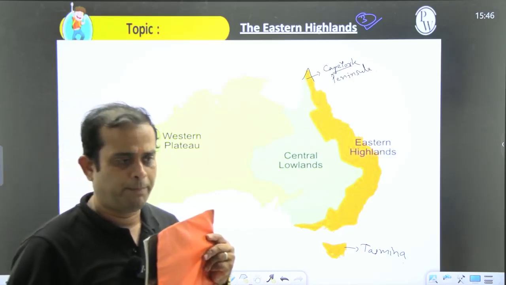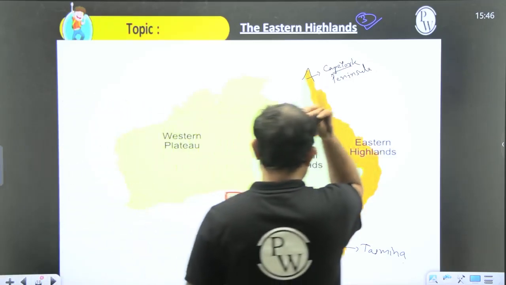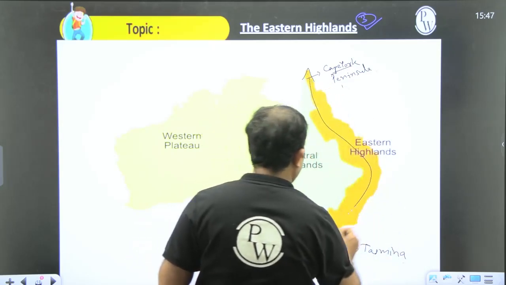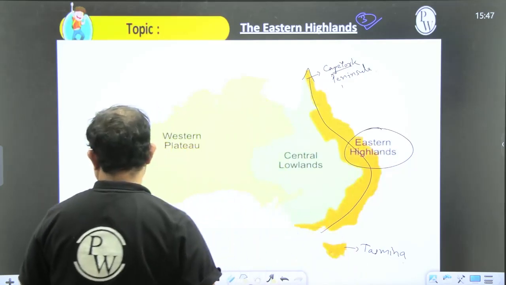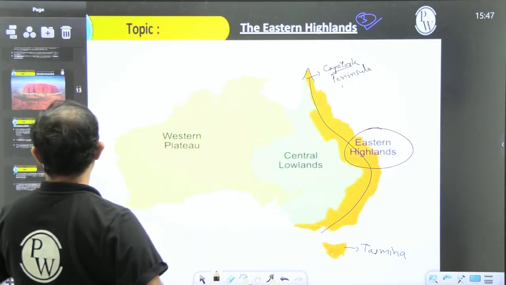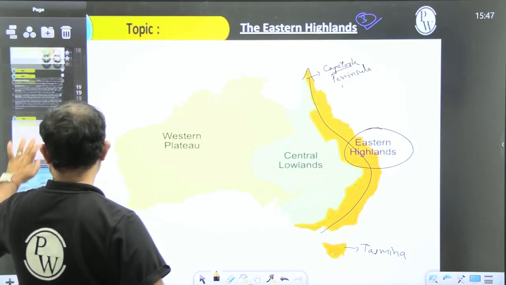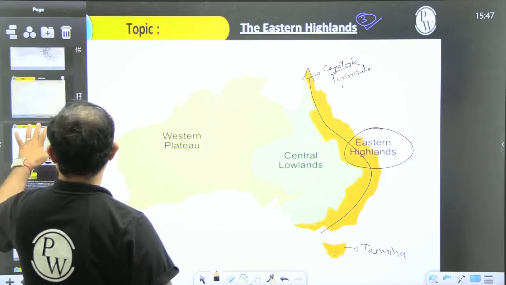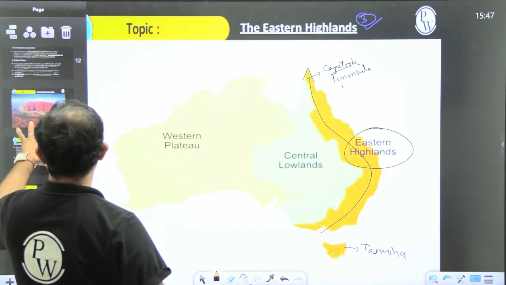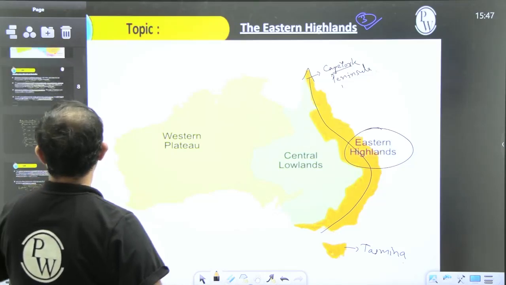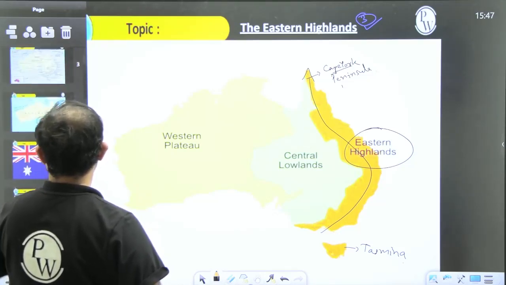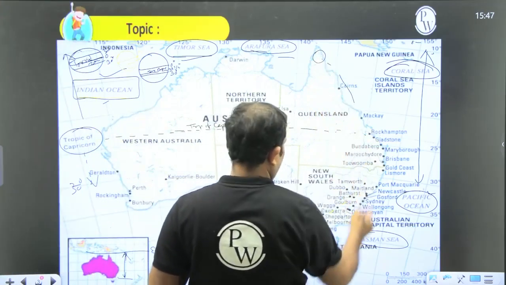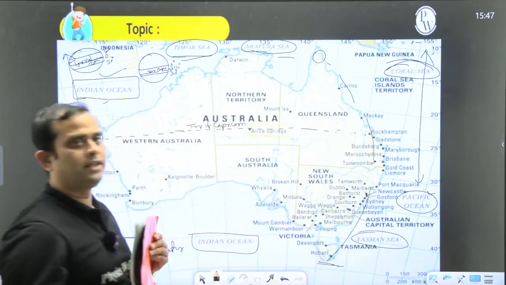Cape means that one steep part. From Cape York Peninsula to Tasmania, it is entirely covering the eastern highland. From the diagram also you can see, from this place to this place entirely it looks like this.